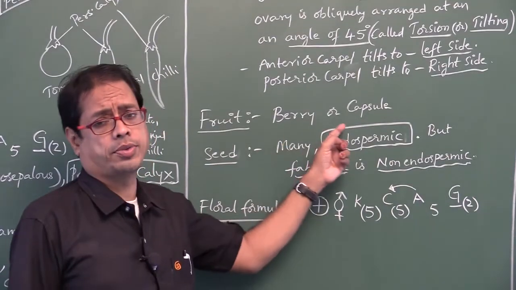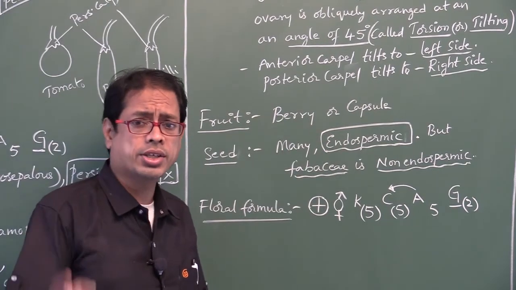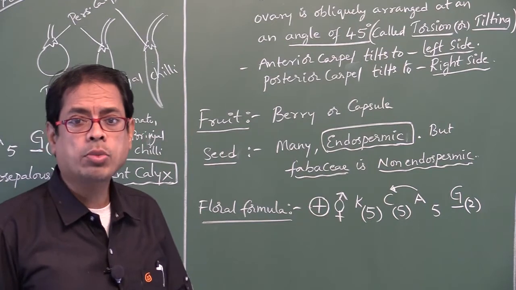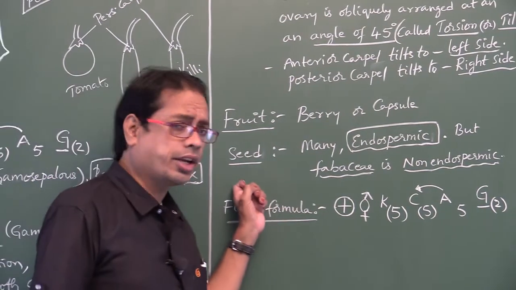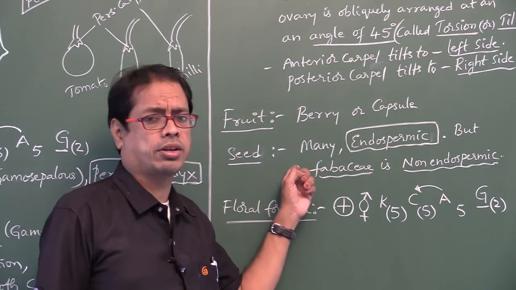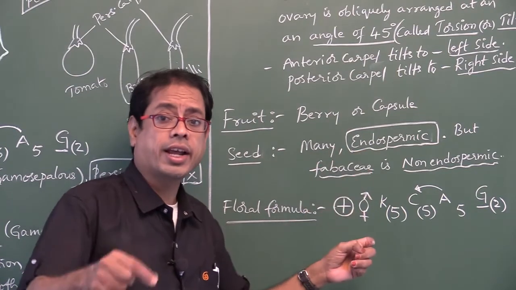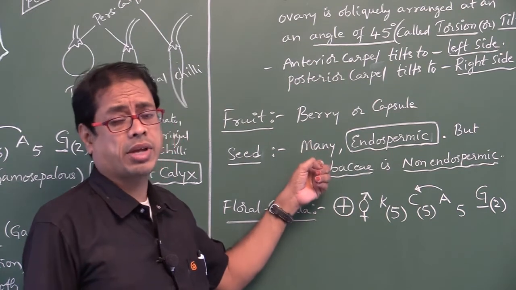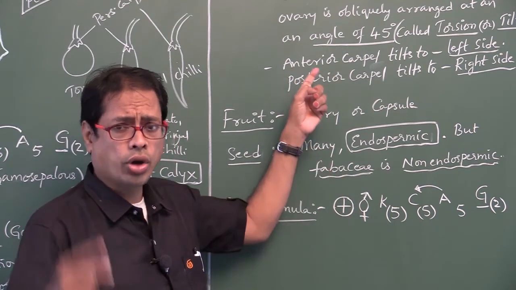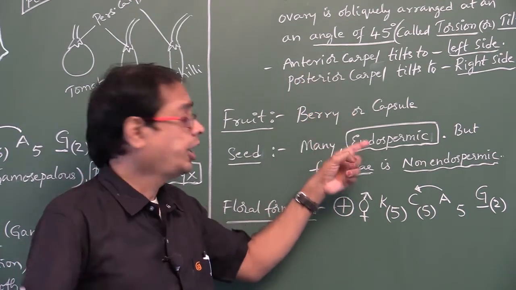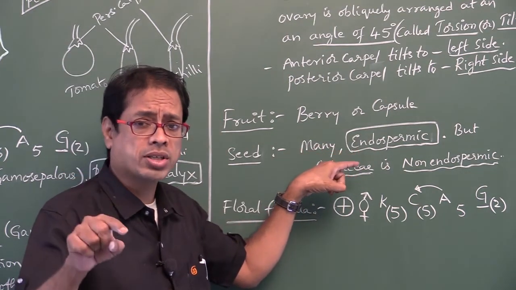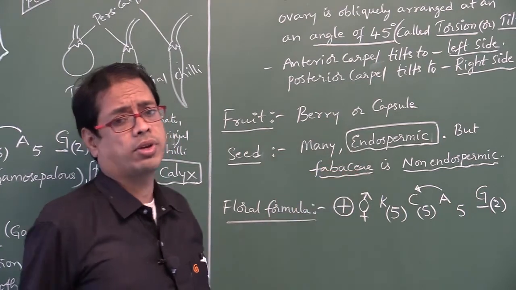Next, what type of fruit do you find in Solanaceae? Berry or capsule. Fruit in Solanaceae is berry or capsule, but in Fabaceae, legume fruit is present. Next, seed. Many seeds are present, but generally dicot seeds are non-endospermic, but this is an exceptional case. Solanaceae, though it belongs to dicot, shows endospermous nature. Endospermic seeds are present.